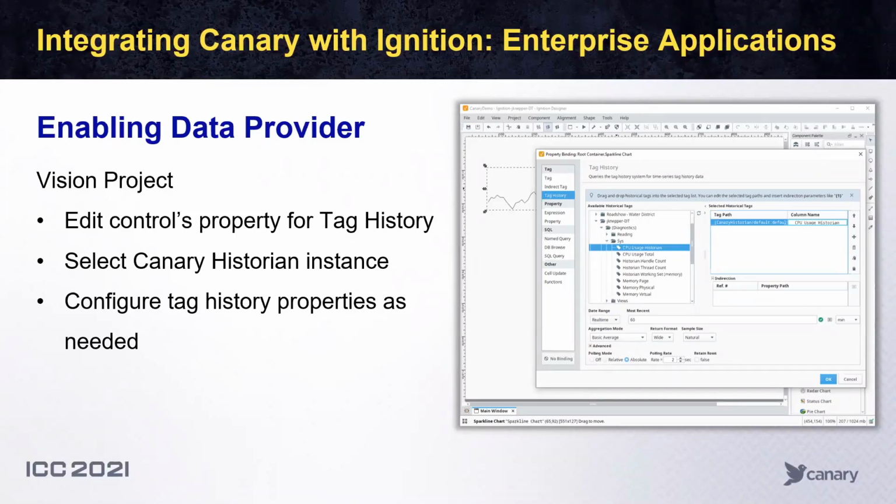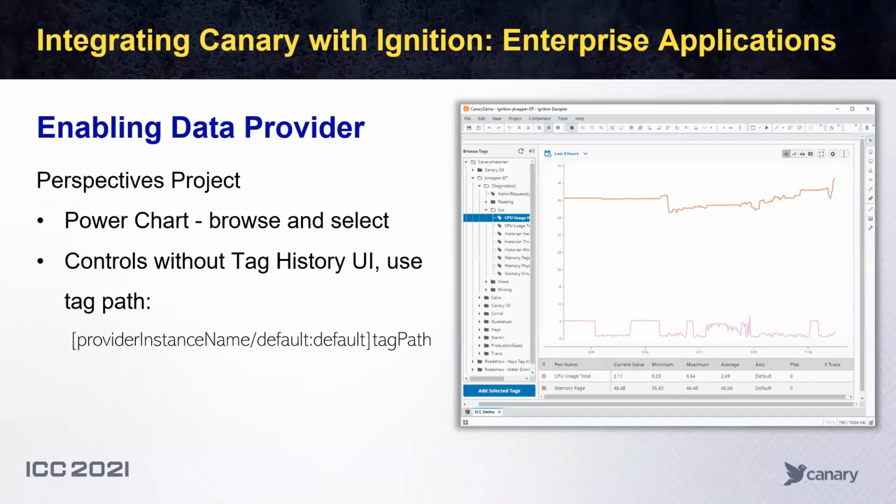So we handle through the module the different aggregation methods that Ignition provides. We can do real time. We can obviously do different historical periods, even powering things such as Perspective's Power Chart. With the new UI for tag history browse in Power Chart, again, we can expose any Canary historian as a native tag provider.